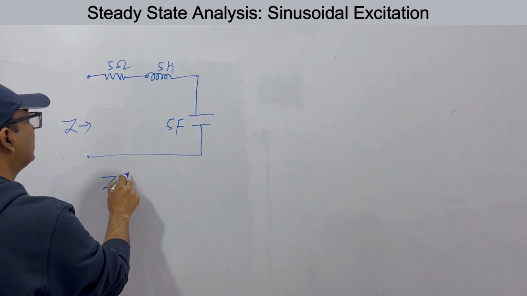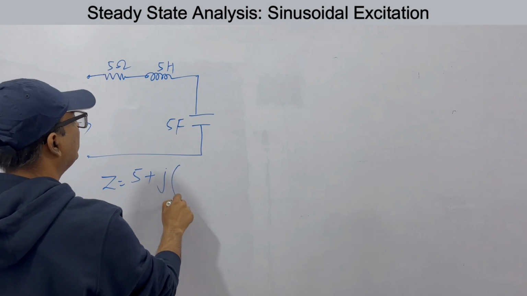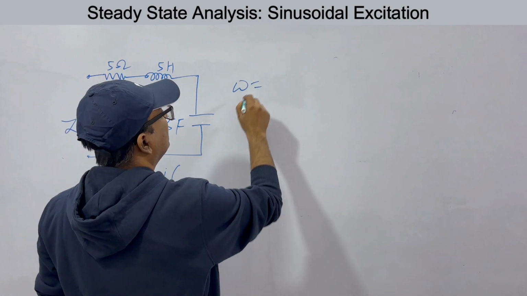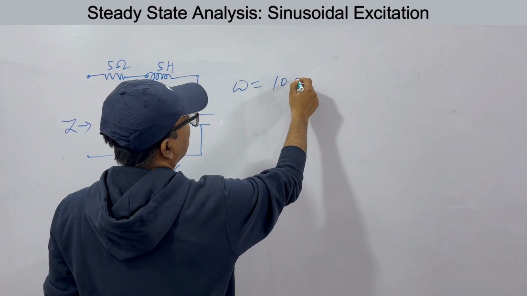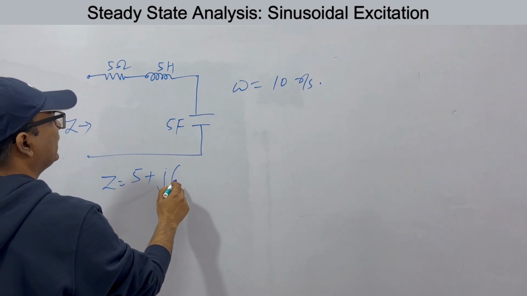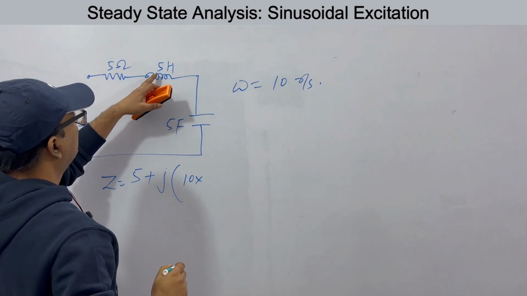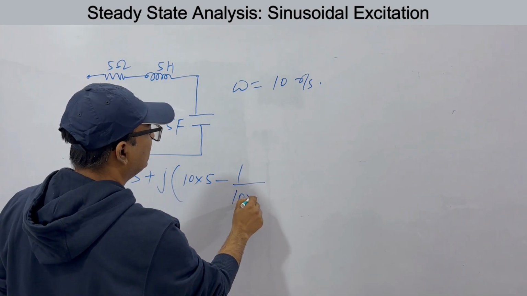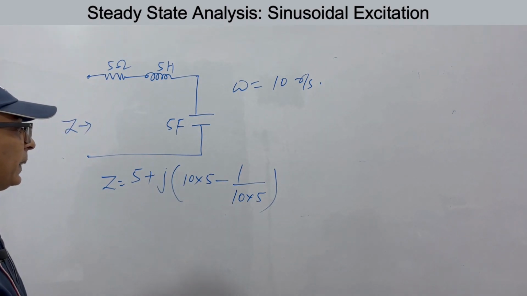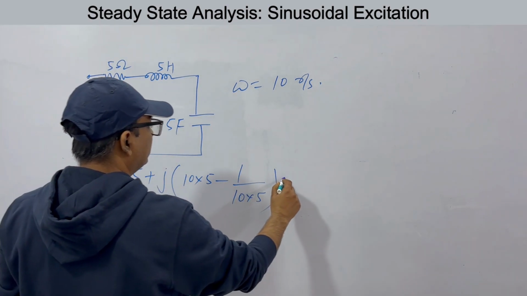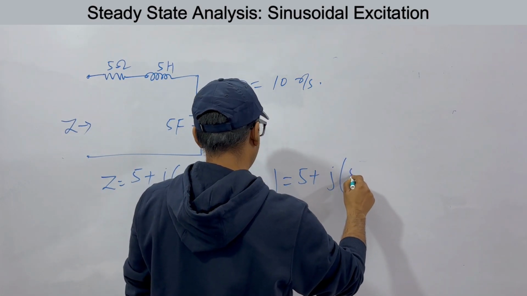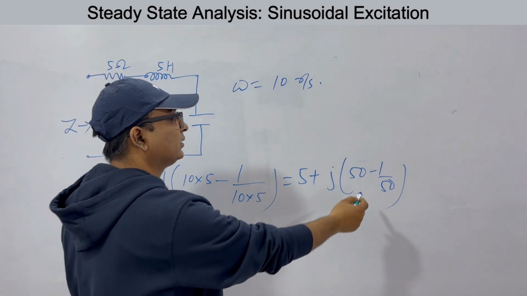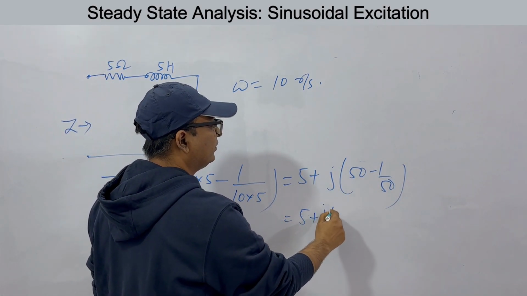So Z will be R, that is 5, plus j into omega L. So what we need to know is the angular frequency here. Let's say angular frequency is 10 radians per second. So this is omega L, that is 10 into 5, minus 1 by omega C, j we have taken out. So this is 10 into 5. Okay. So this is 5 plus j 50 minus 1 by 50. So whatever it comes, this is a very small quantity, so you can write 5 plus j50.